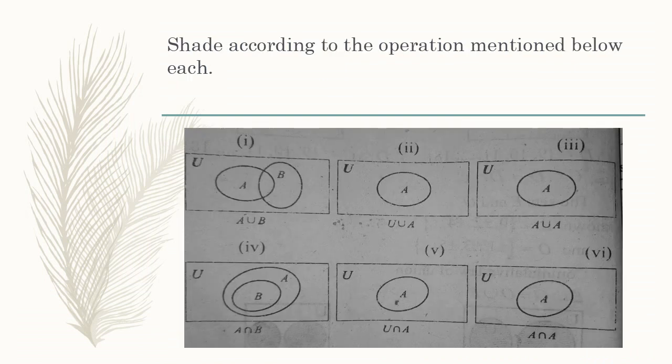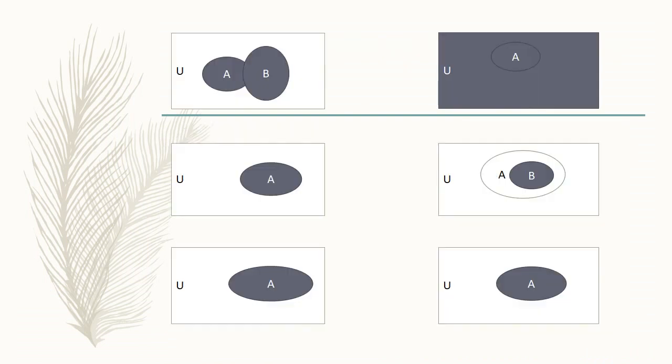Shade according to the operation mentioned below each. Here we can see the 2 sets A and B, and set A and the universal set. The operations given below are A union B and universal set U union A. We now solve these questions. In the first, A union B can be represented as both A and B are shaded, and U, the universal set, union A: both A and the universal set are shaded. We can also use the vertical or horizontal lines here.